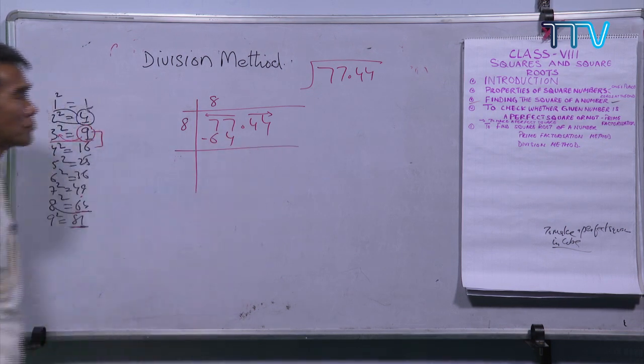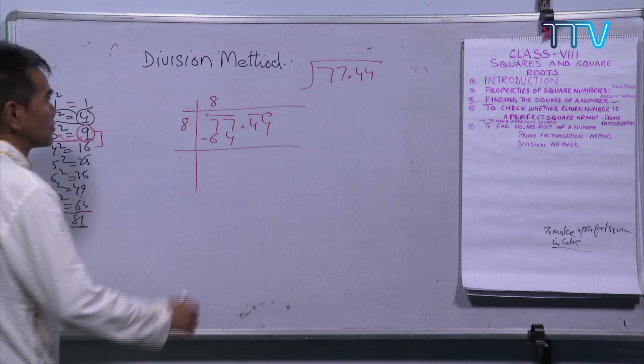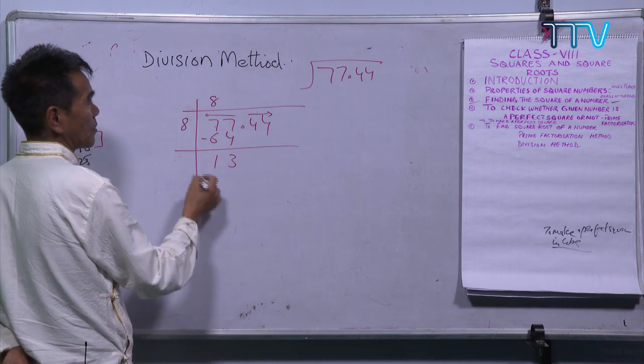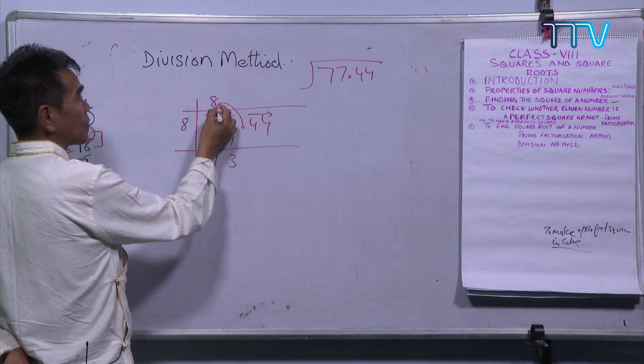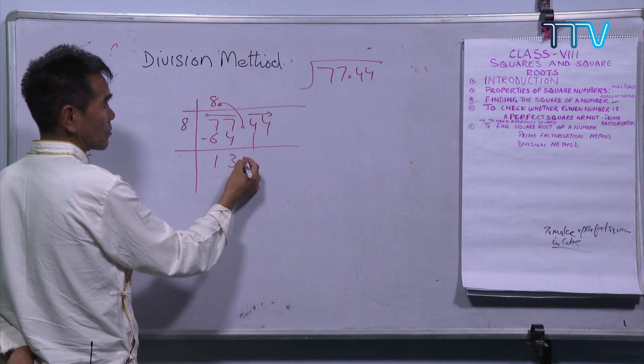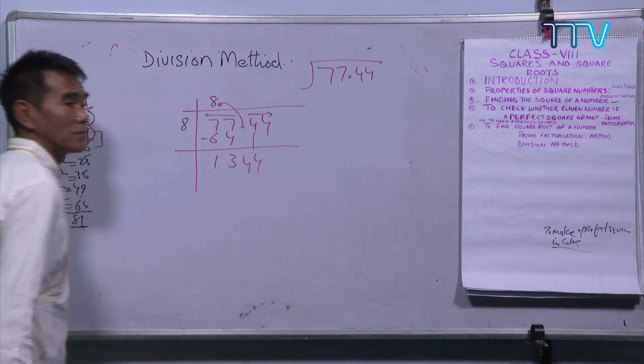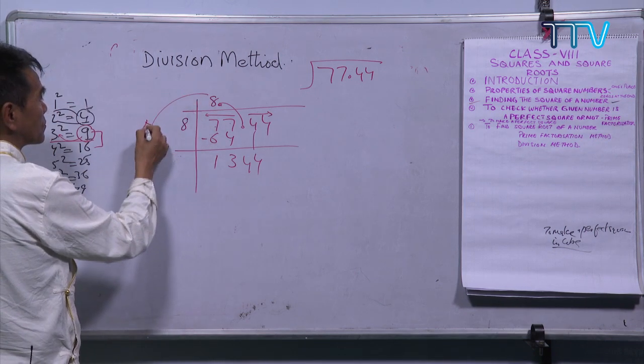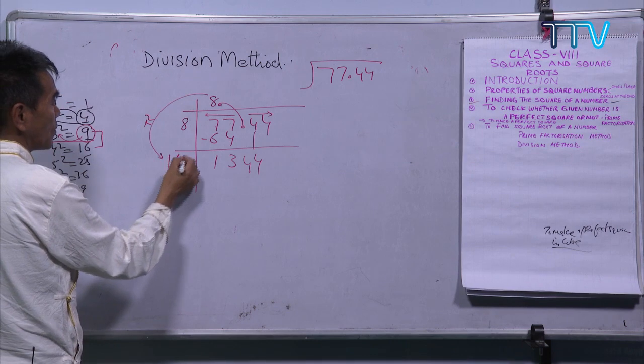You subtract. 7 minus 4 is 3, then 1. The decimal point, you put the decimal point over here, and then you take down 44. The next 8 doubled, you get 16.